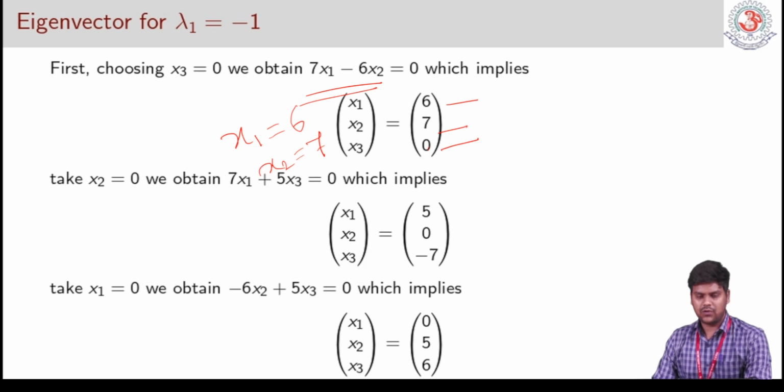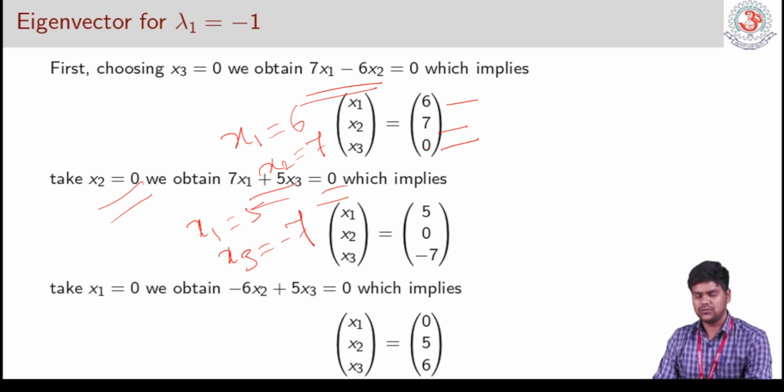So next I'm going to assume x2 equal to 0. If I assume x2 equal to 0, I'll get 7x1 plus 5x3 equal to 0. So I need to get x1, x2, x3 values here. For that I'm going to assume x1 equal to 5. If I take x1 equal to 5 and x3 equal to minus 7, this equation will become 0. So x1, x3 are the solution of this equation. So I got my second eigenvector.